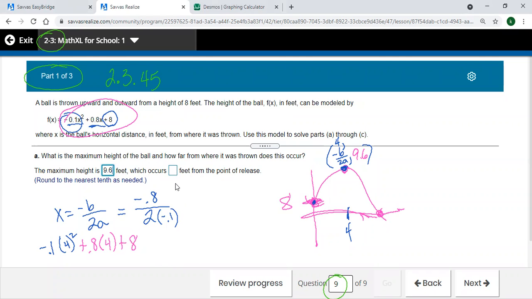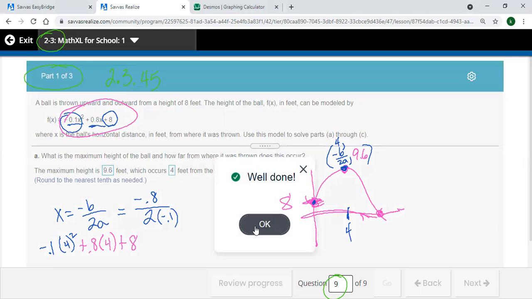What did it say x and y were here? A ball is thrown upward and outward from a height of 8 feet. The height of the ball, f of x in feet, can be modeled by, x is the ball's horizontal. Oh, okay. So the x is the distance away. So it's 4 feet over. All right. I think that makes sense there.